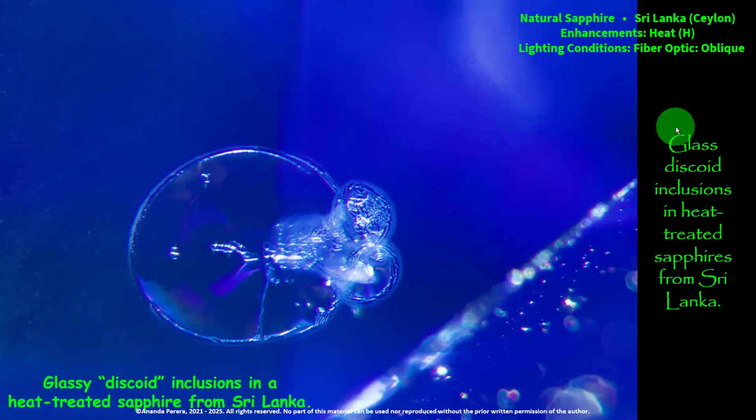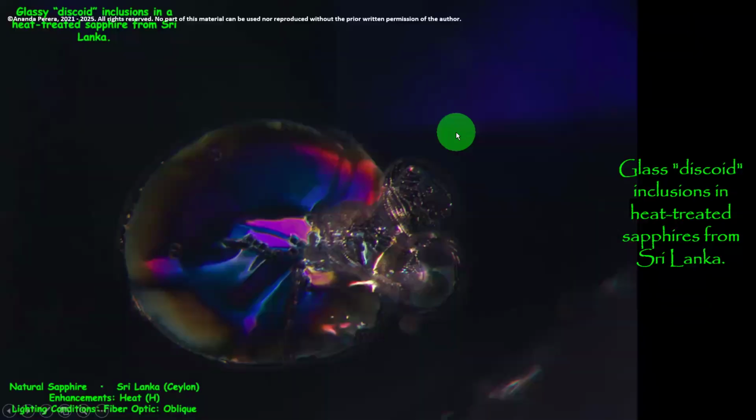What is here? Natural Sri Lanka stone. Enhancement is heat treatment. Lighting condition here is fiber optic oblique. Then glassy discoid. You can see here and here. All are glassy discoids. So when we see this glass discoid, we can say this is a heated stone. Glass discoid inclusions in heat treated sapphires from Sri Lanka. This is the main evidence.